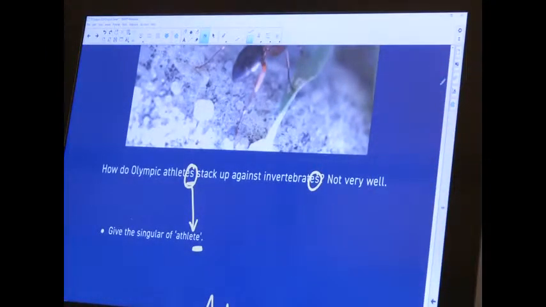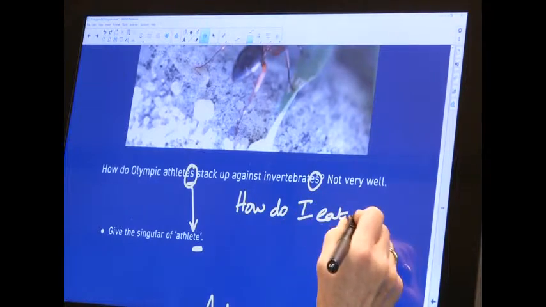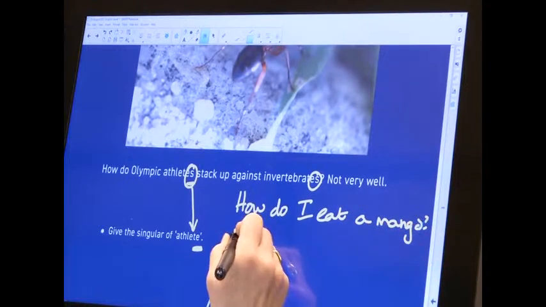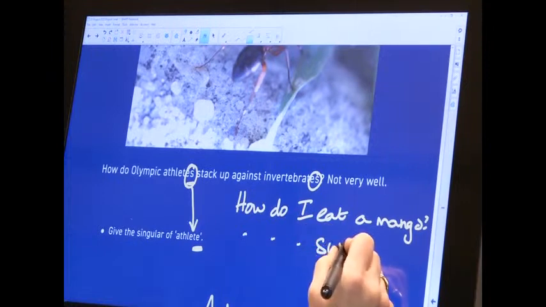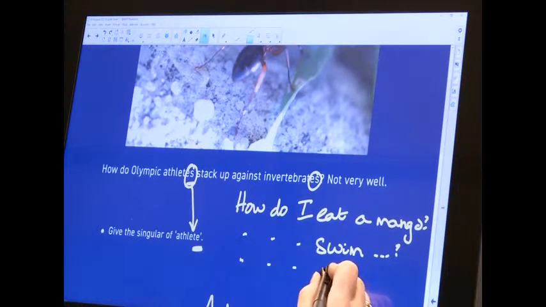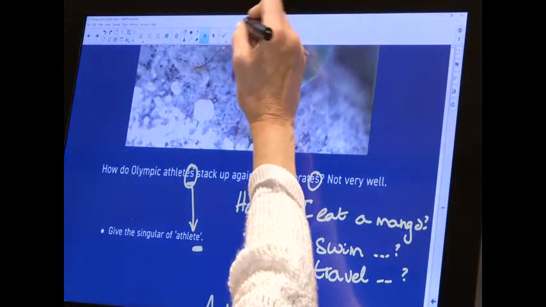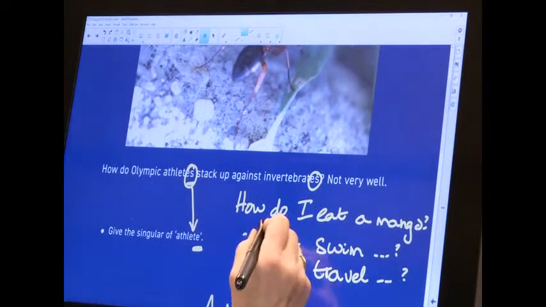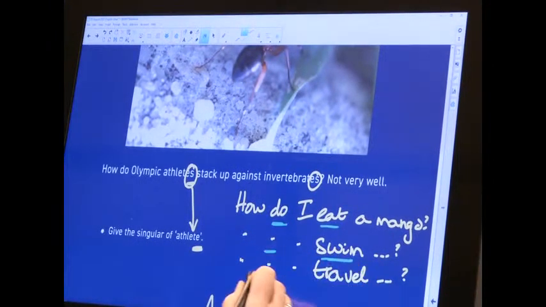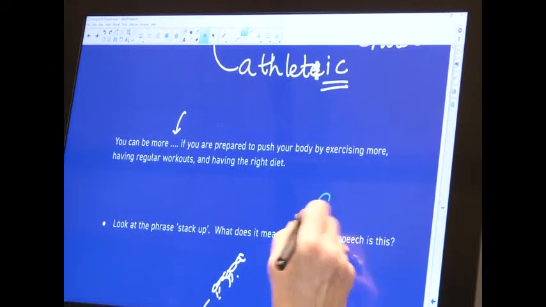How do Olympic athletes stack up? How do they stack up? How do I eat a mango? How does the child swim so fast? How does the truck travel so many kilometers? What have we got? Let's choose a color. We've got do eat, do swim, do travel. What part of speech are we dealing with? It is the finite verb.